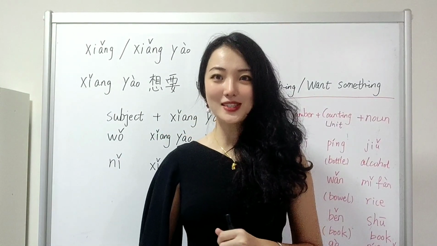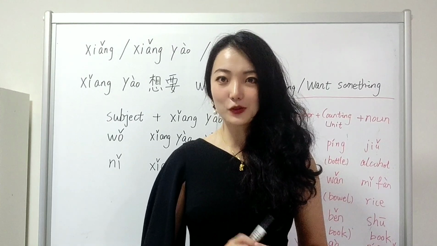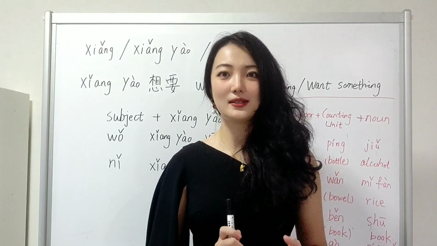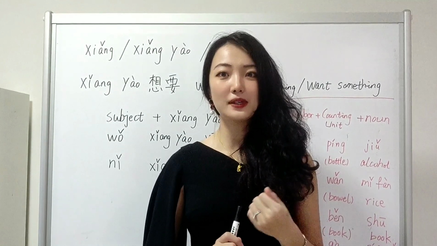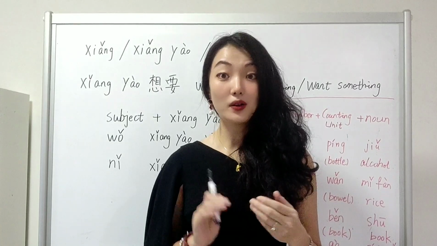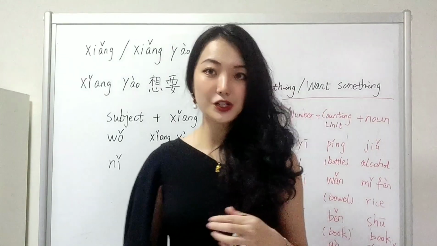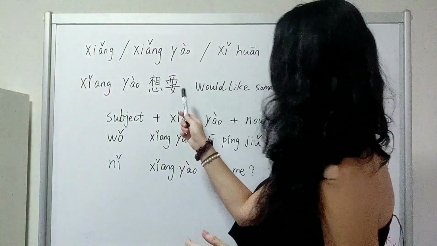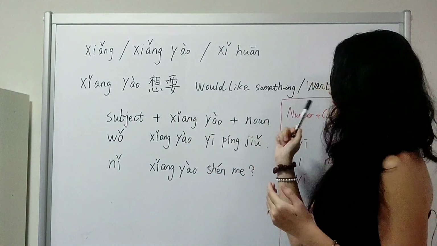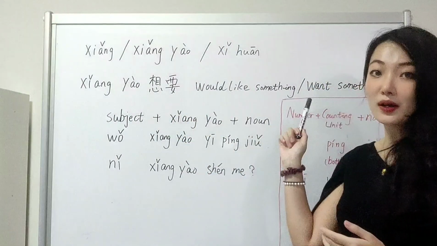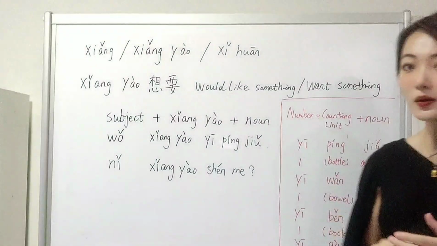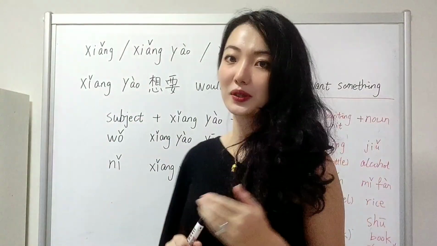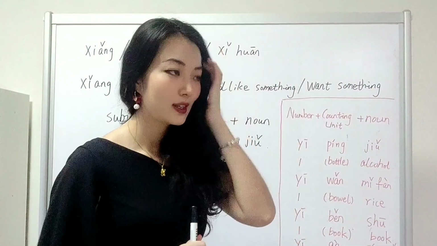Now let's move on to 想要. The difference between 想 and 想要 is that 想 needs to be attached with a verb, while 想要 needs to be attached with a noun. And 想要 means would like something or want something. So it has to be attached with a noun directly.